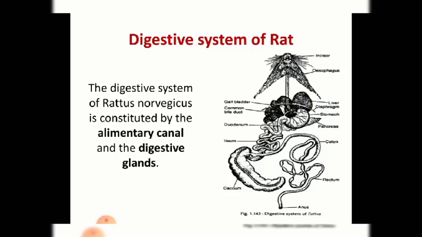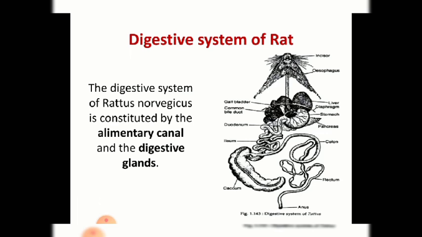Usually the glands which are associated with digestion, or which help in digestion, are called digestive glands. We have already studied the alimentary canal. The first one is the mouth, then the buccal cavity. So what are the glands which are associated here?